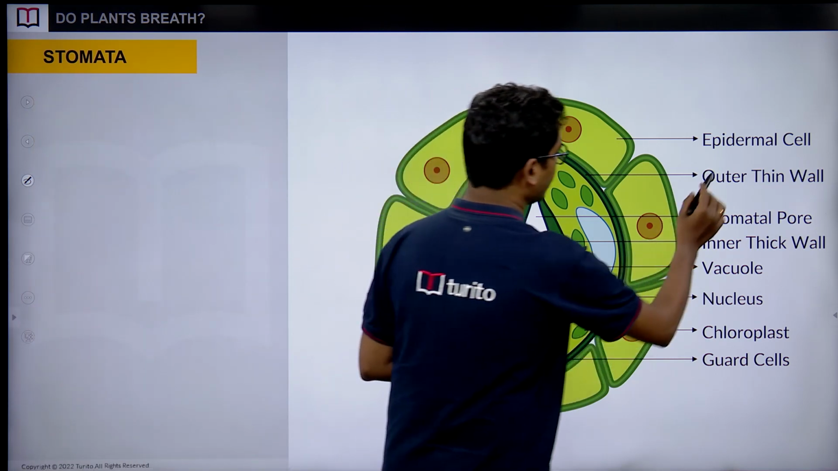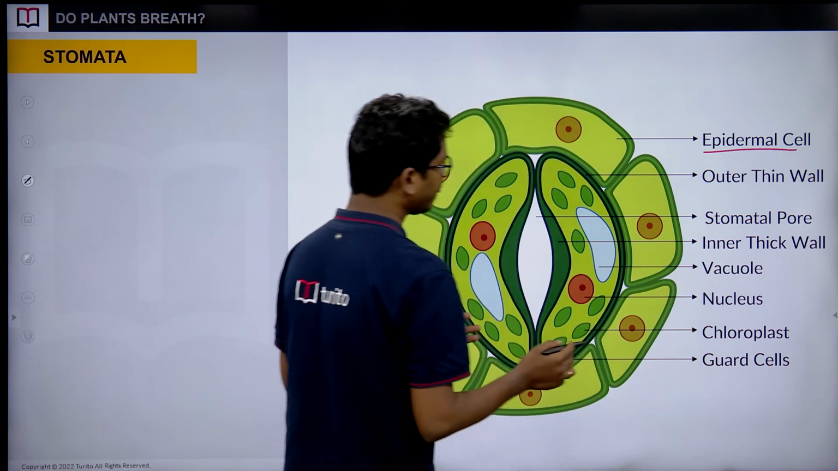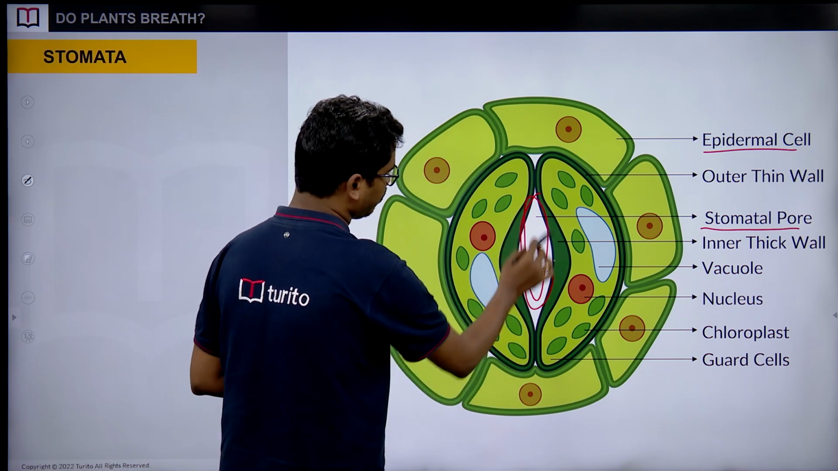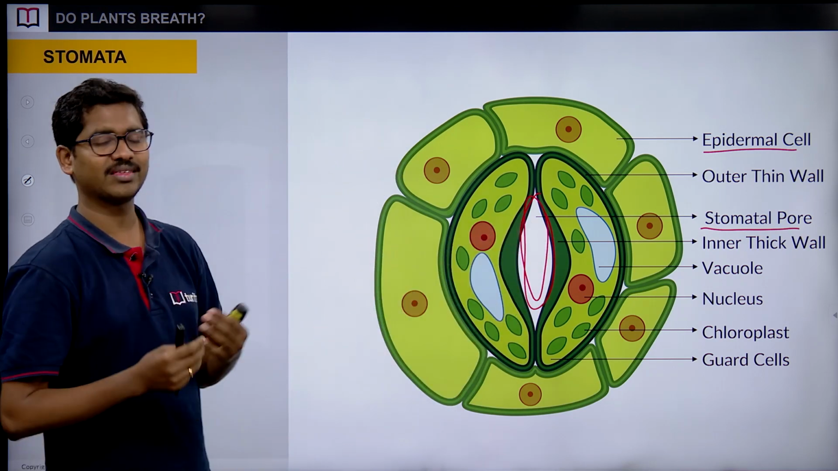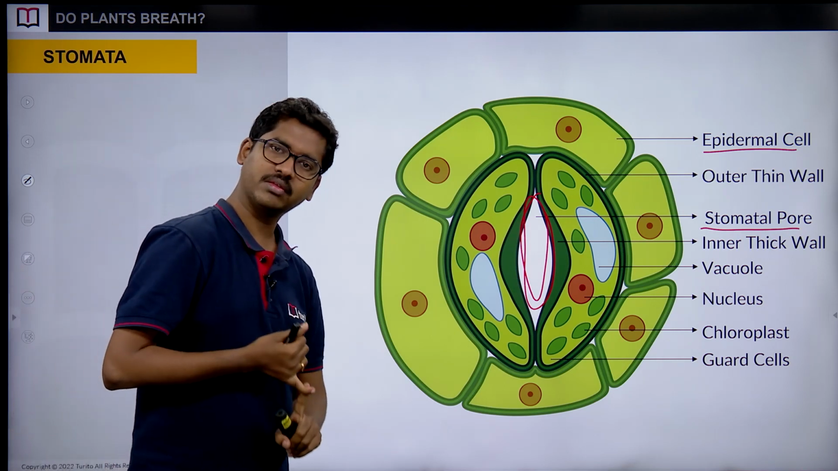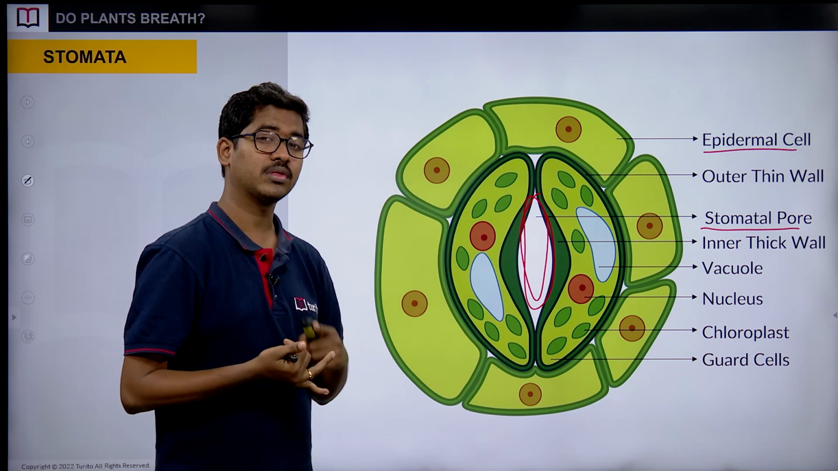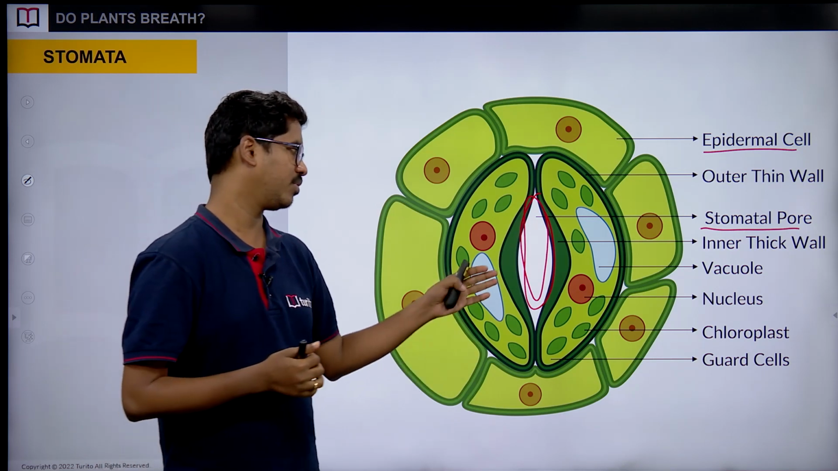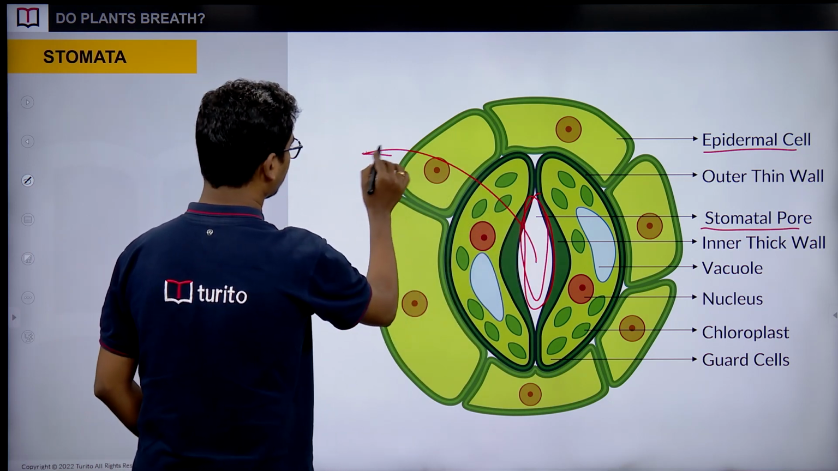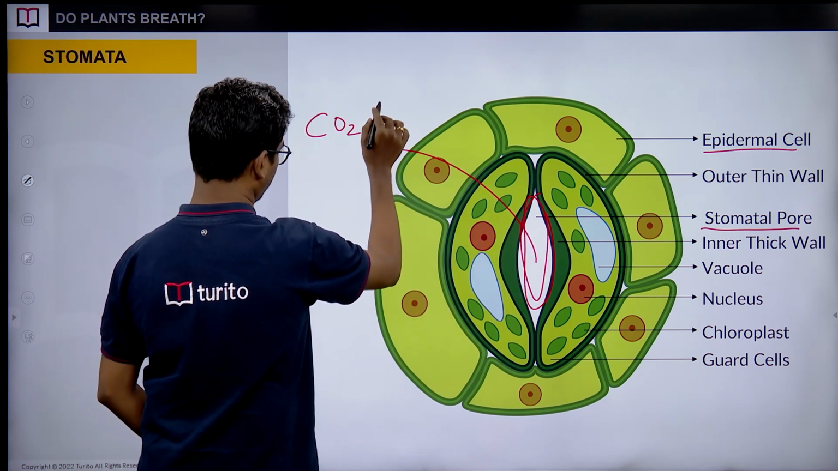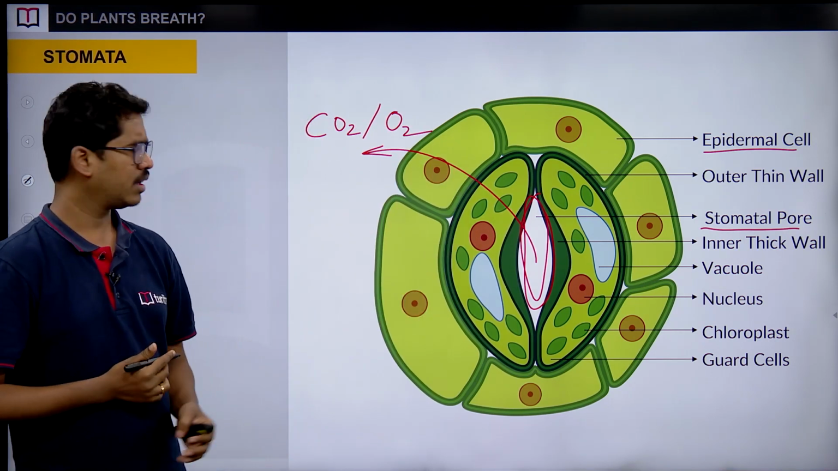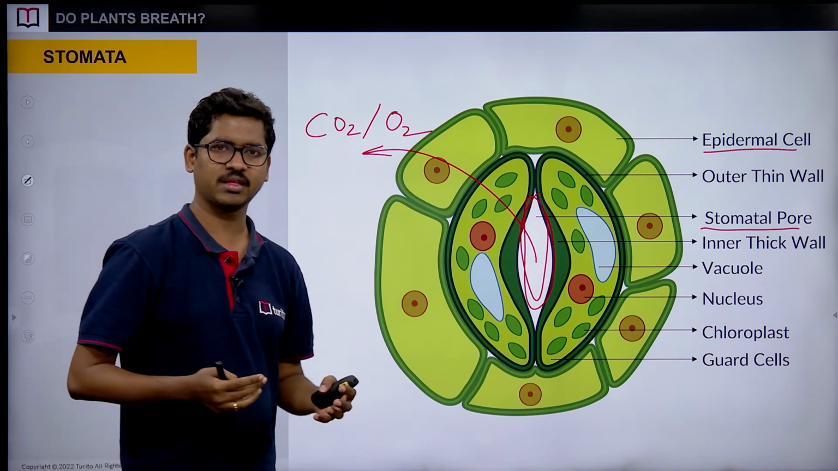We can understand the upper layer, that is the epidermal layer, epidermal cell, and you see a stomatal pore opening here. This whole structure is known as the pore, through which gaseous exchange takes place, whether it is respiratory gaseous exchange or photosynthetic gaseous exchange. Now, I have a question. So, this pore is available, so it gives out or takes in CO2 or oxygen.